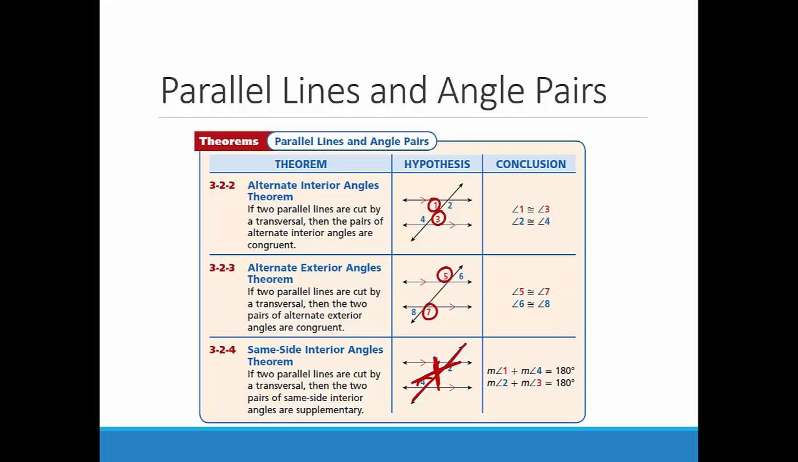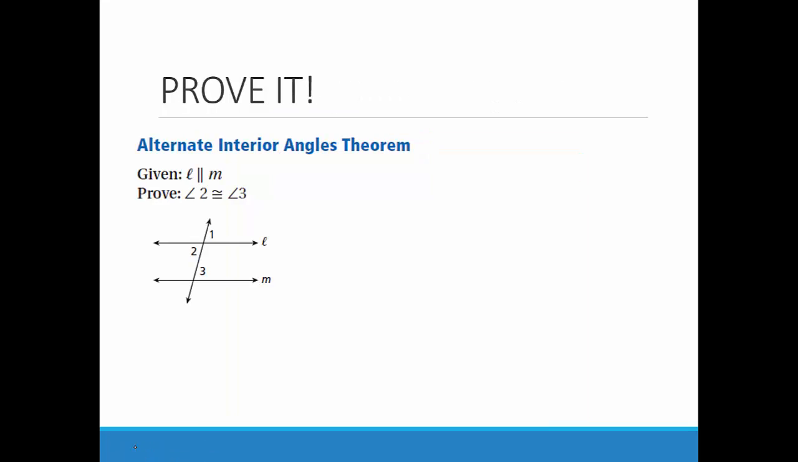So let's prove one of these theorems. I know we haven't done proofs since chapter 2, but we will be reusing them throughout the first semester in geometry. So let's make a two-column proof. We have our statements, and then our reasons.